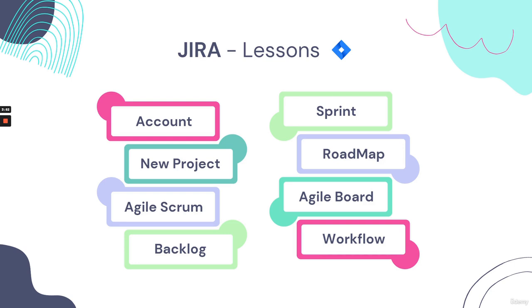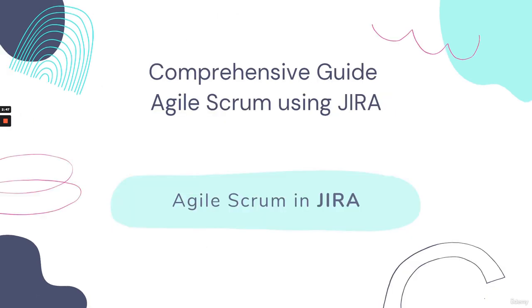Once we have our product backlog and sprint set up, we move on to looking at our roadmap, keeping track of our project and our sprint cycle using the Agile board, and working through some of the customized workflow features and options that are tailored to our specific project. Let's get started.